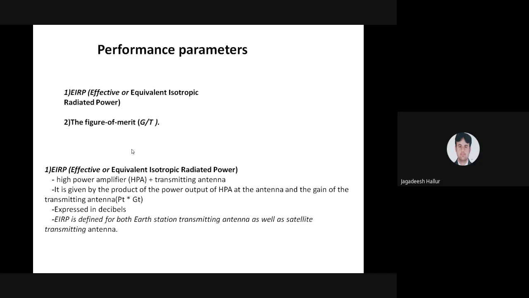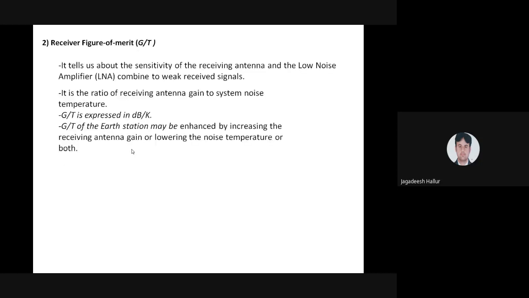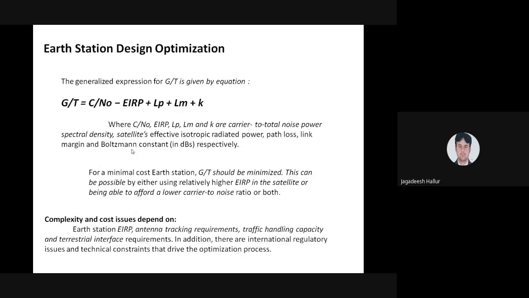Once the supporting facilities and architecture are finalized, they give the design for performance parameters. These performance parameters decide the strength of the particular signal, that is, to calculate the effective isotropic radiated power and to calculate the figure of merit, that is, the G by T ratio. And next is station design optimization. You have to optimize it with respect to this generalized G by T ratio.